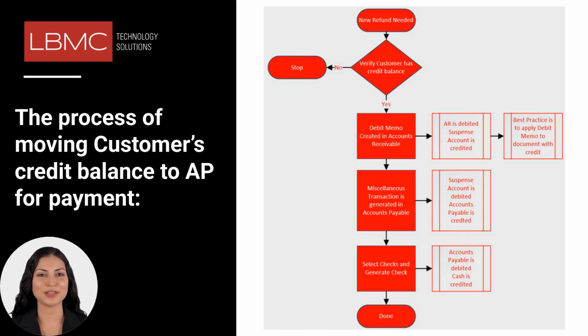When you initiate a refund check, the system creates a debit memo in Accounts Receivable and posts it to the designated suspense account. This debit memo is then applied against the customer's credit balance to reduce their outstanding credit.